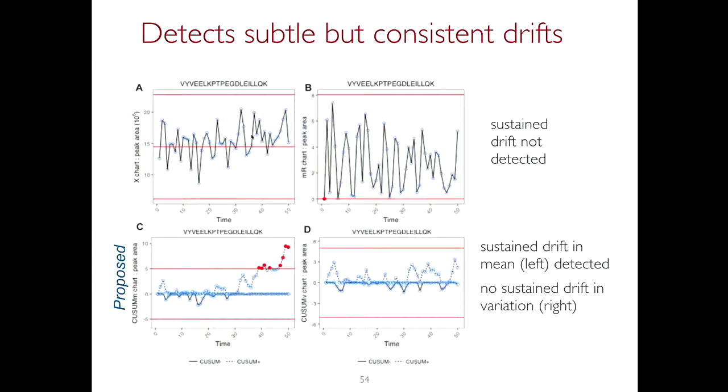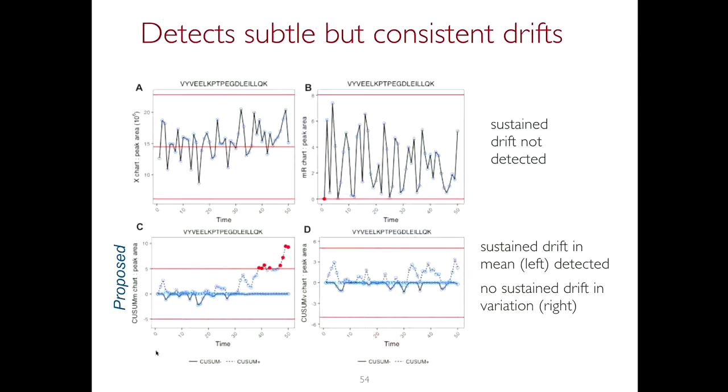And so here, for example, we have a peptide which increasingly drifts. So here peak area keeps increasing, but increases in a subtle enough way that it still stays within our limits, so we cannot detect this. And the same thing for variability. It increases little enough that we cannot quite see it.